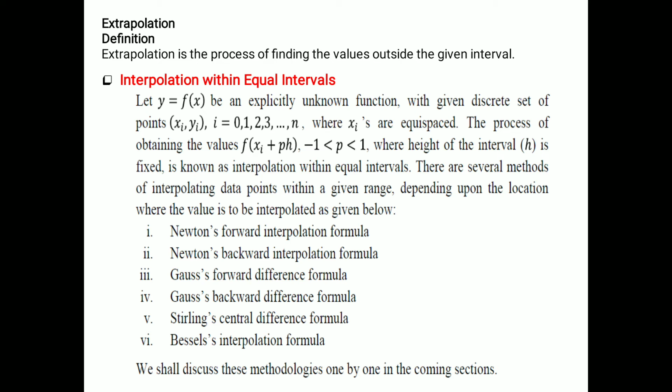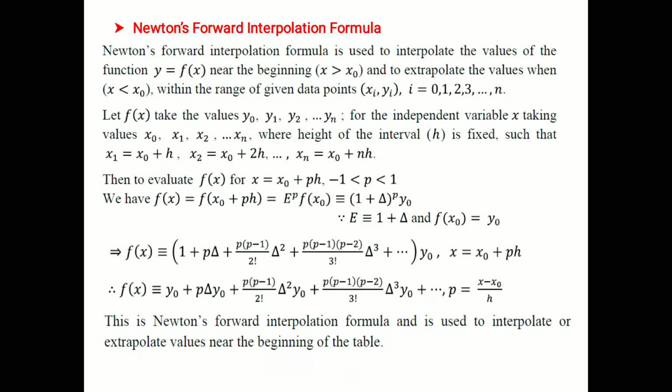There are several methods of interpolating data points within a given range, depending upon the location where the value is to be interpolated, as given below: Newton's forward interpolation formula, Newton's backward interpolation formula, Gauss forward and backward interpolation formula, Stirling central difference formula, and Bessel's interpolation formula. Out of that, in this session we are going to discuss Newton's forward and backward interpolation formula for equal interval. We shall discuss the methodology one by one in coming sessions.